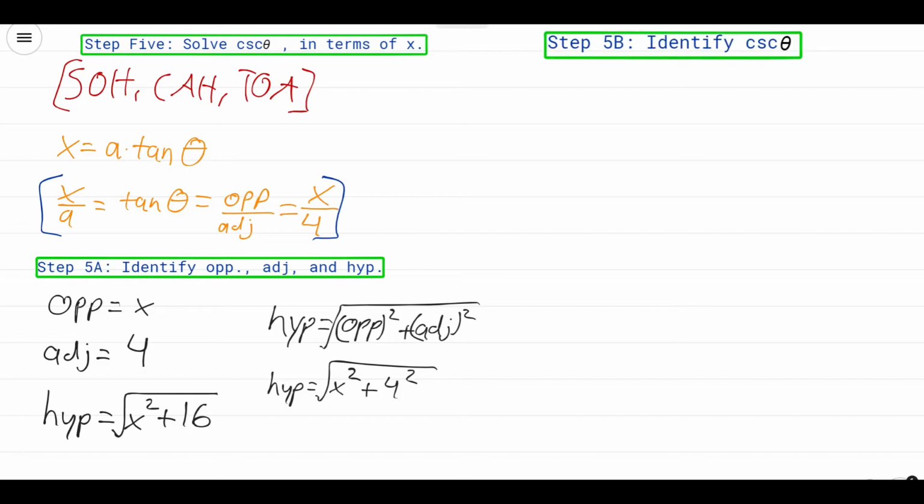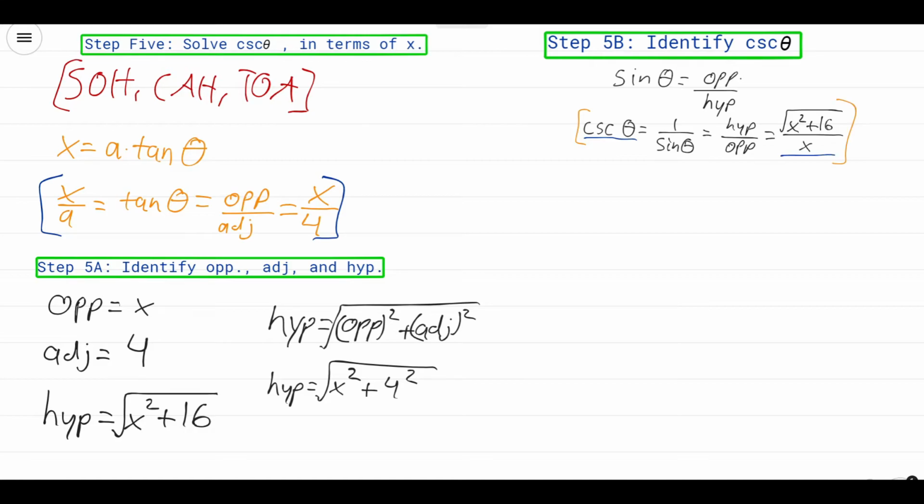In step 5b, we're going to identify cosecant theta. We know sine theta is equal to opposite over hypotenuse, and cosecant theta is equal to 1 over sine theta. So the reciprocal is the hypotenuse over the opposite. The hypotenuse was x squared plus 16 and the opposite was x, so cosecant theta is equal to x squared plus 16 over x.